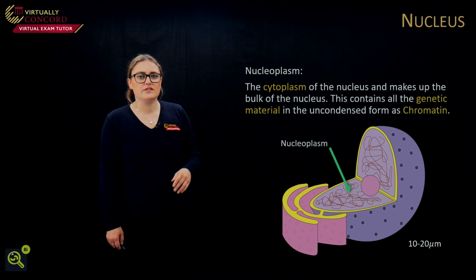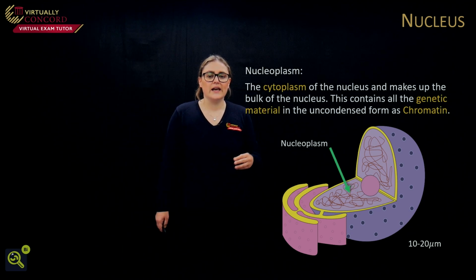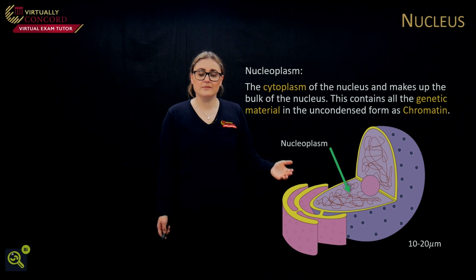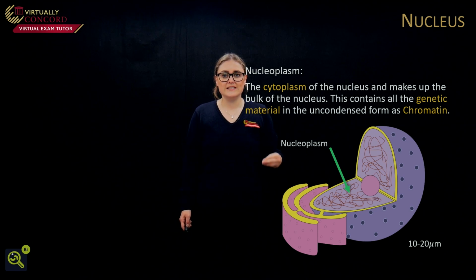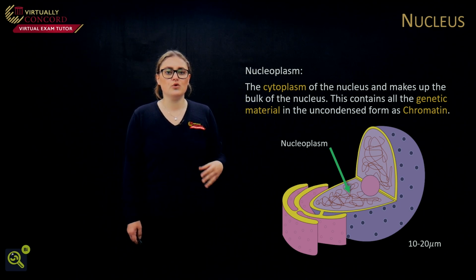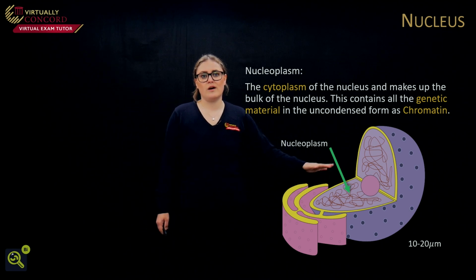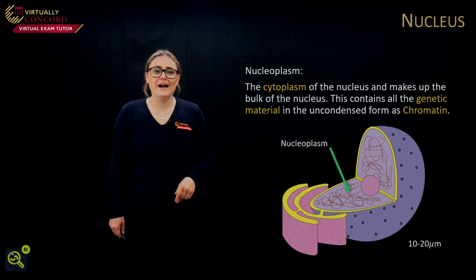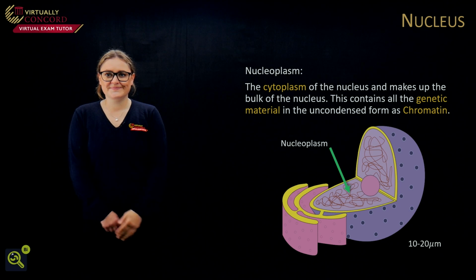Finally, we've got the nuclear plasm. Okay, so this is the cytoplasm of the nucleus, if you like. Okay, and it makes up the majority of your nucleus. It's where all the genetic material is, okay, and it's in this uncondensed form called chromatin. It only condenses into forming chromosomes before your cell is about to divide, okay? But it's usually found as this kind of scramble of uncondensed chromatin. So we have looked at the nuclear membrane, the nucleolus and the nuclear plasm.